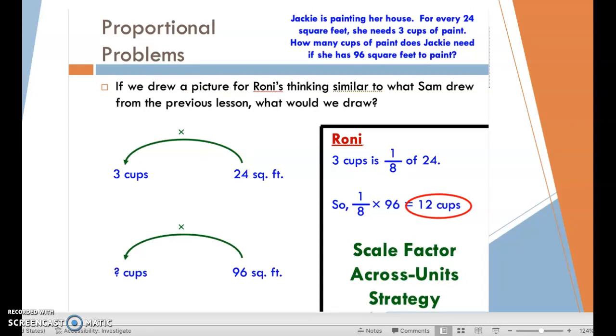If we drew a picture of Ronnie's thinking, similar to what Sam drew from the previous lesson, think about how we would draw that. Hit pause, review the video, making sure that these visuals make sense to you as the future teacher so that you can explain it to your future students.